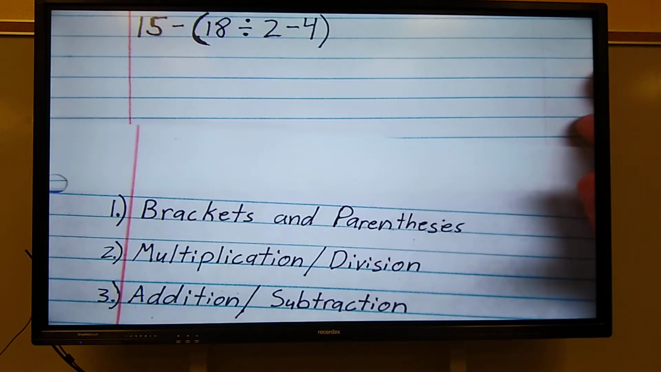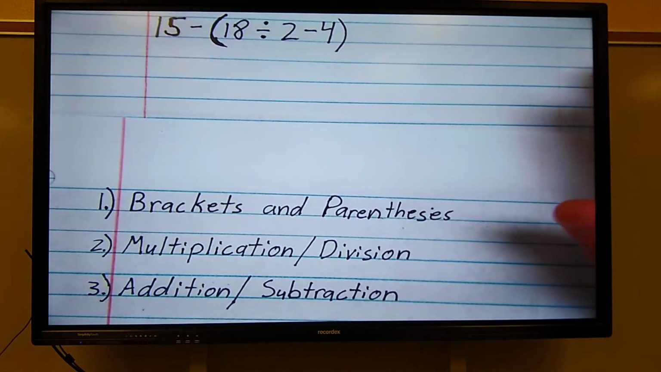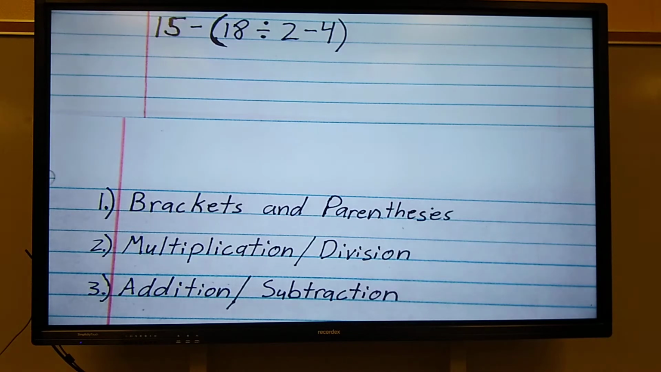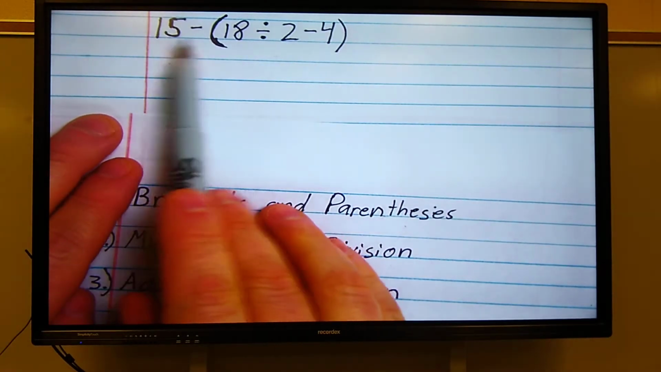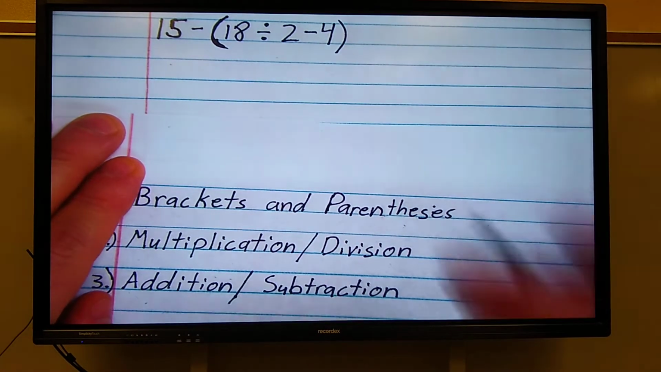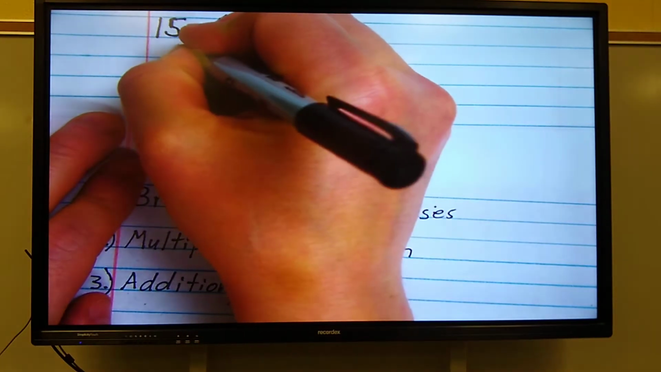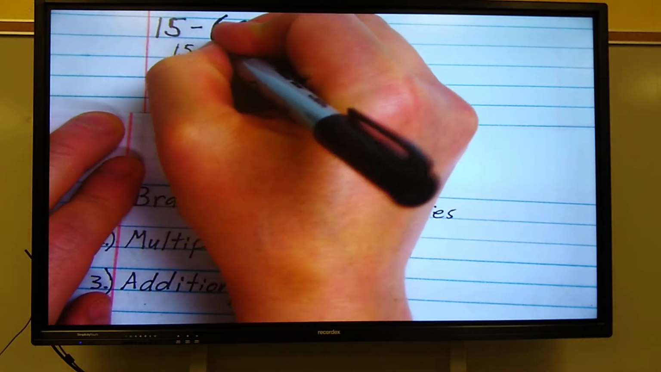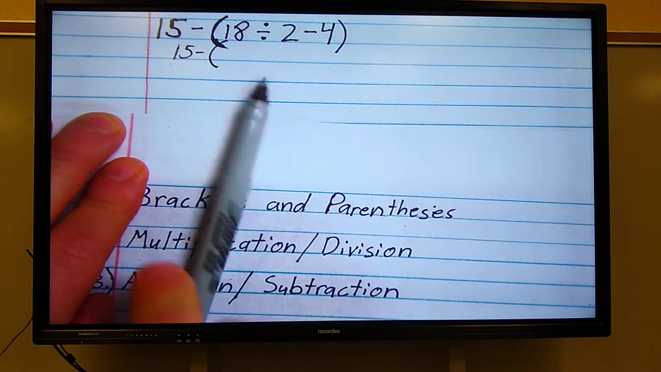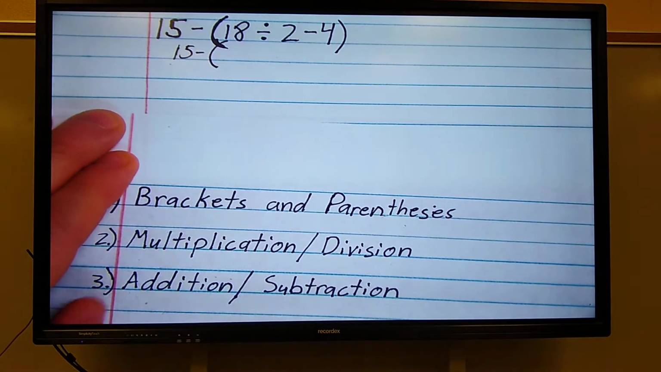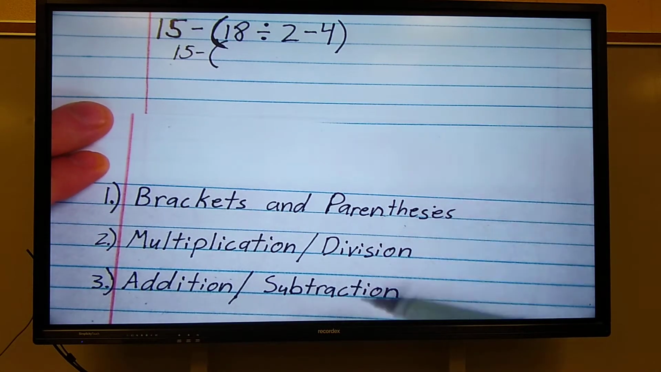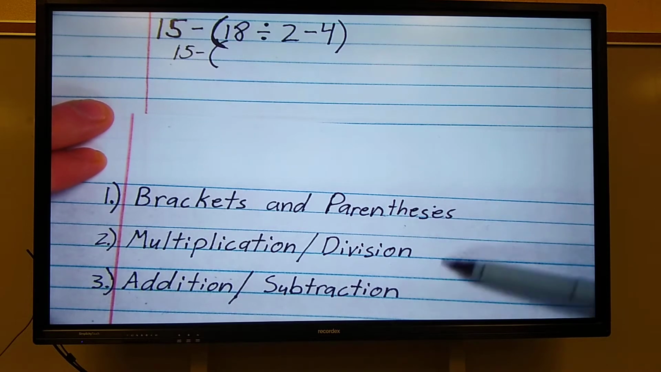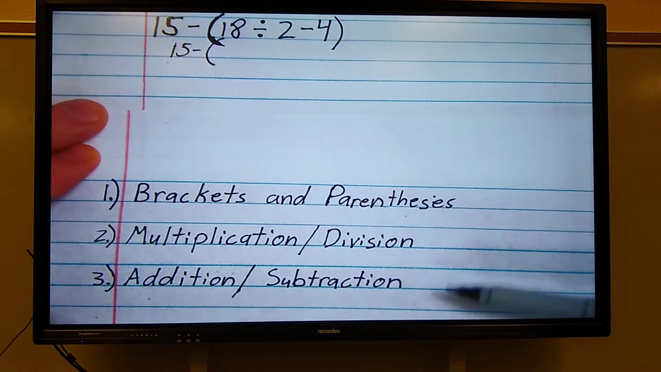All right, so brackets and parentheses first. I do have parentheses. That means this 15 minus is going to be the last thing. I'll go ahead and write that down because I know I'm going to have some more parentheses here because I got 2 things to do. We're only going to do one thing at a time. Inside the parentheses, I must follow these rules.